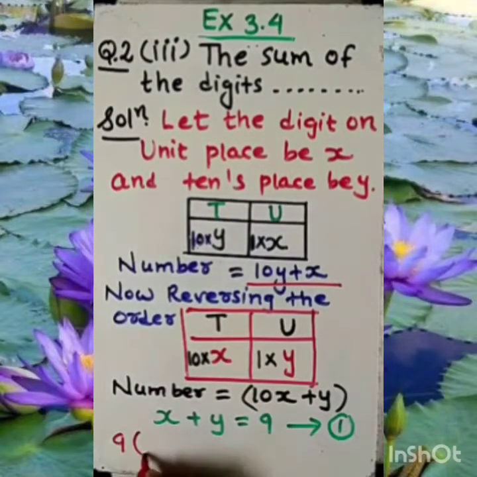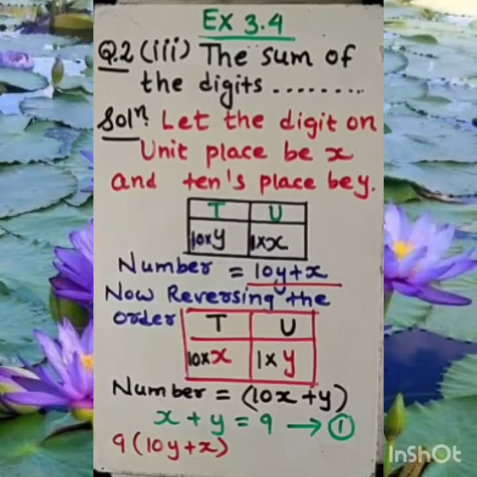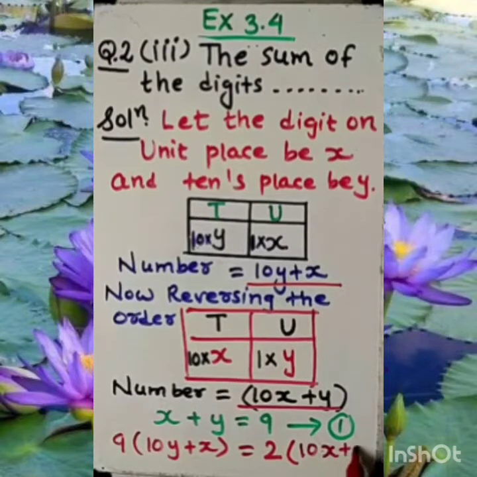The original number is this, 10y plus x. 9 times the original number will be equal to 2 times, twice means 2 times, the new number. What is the new number? Look at your screen. The new number is 10x plus y.